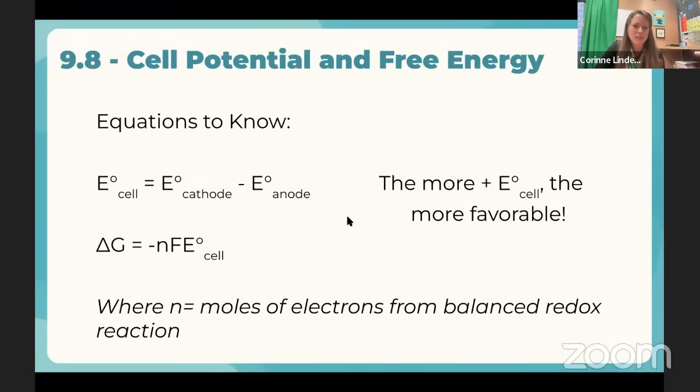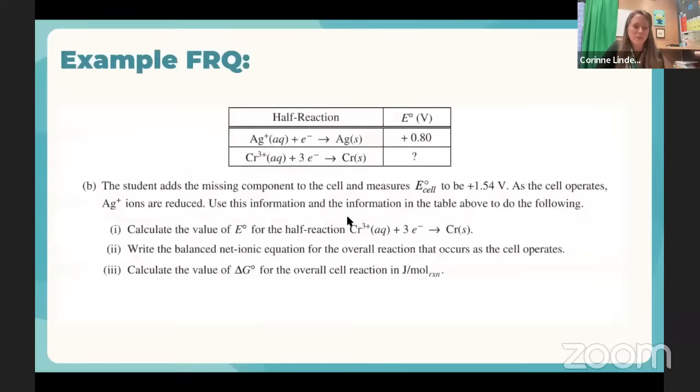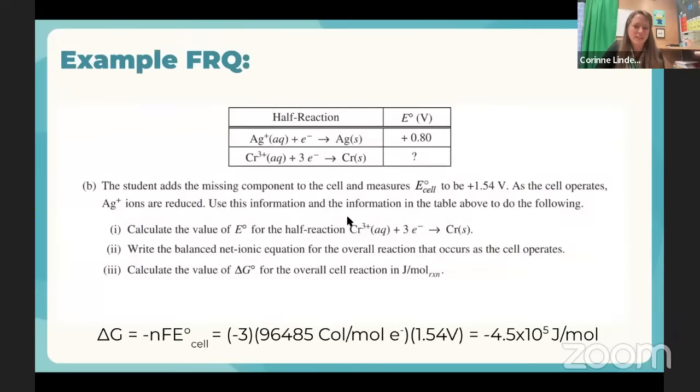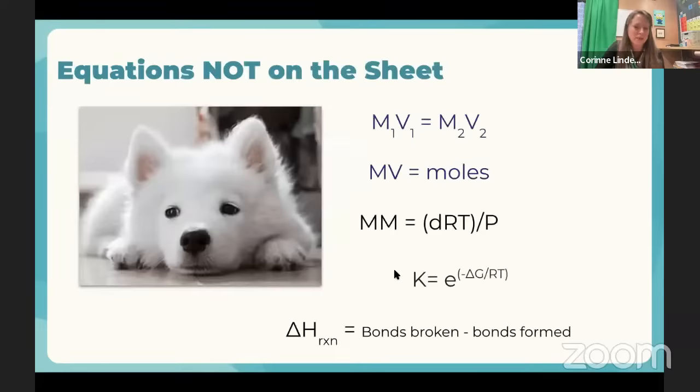All right, these are the equations associated with electrochemistry. Spend some time looking at these electrochemical cells. I might hop on TikTok and cover that again just to help you all out. But these are the equations I'm talking about that are not on the sheet.